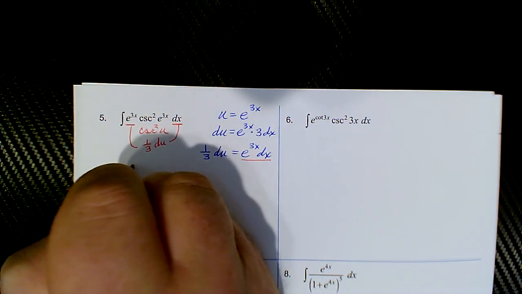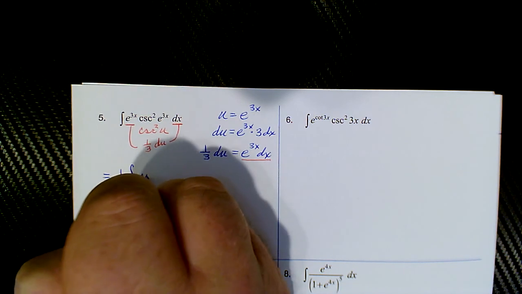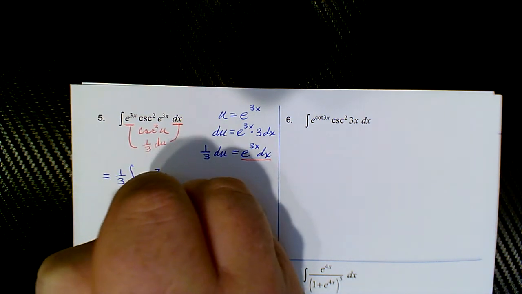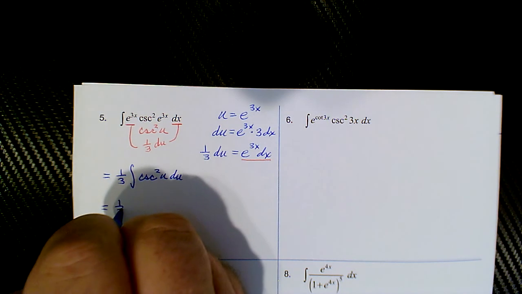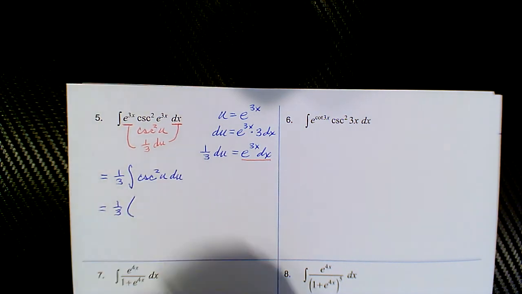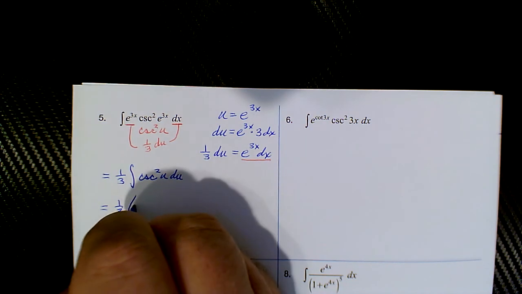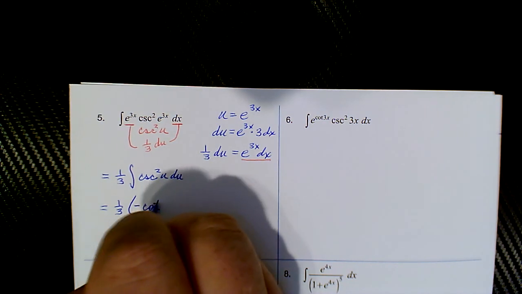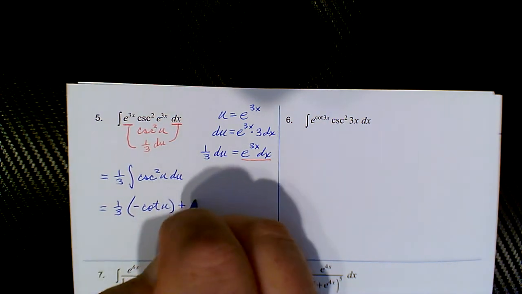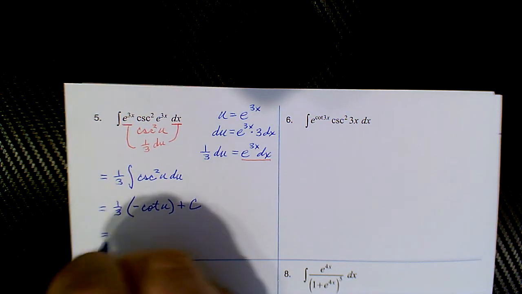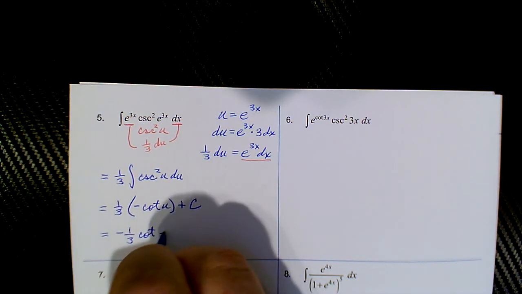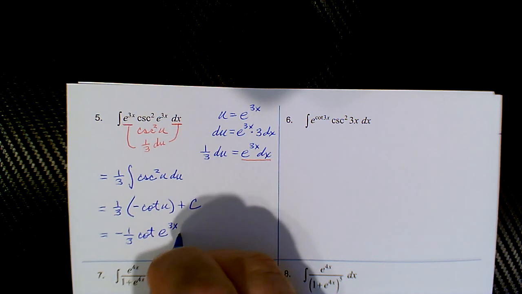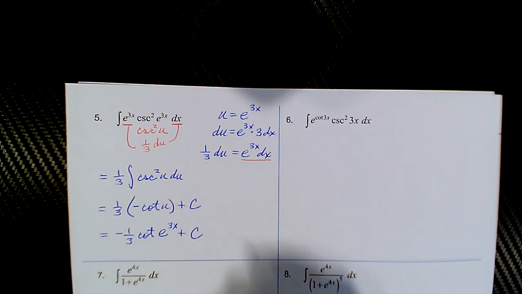So we'll bring out the 1/3, and the basic formula now is the integral of cosecant squared of u with respect to u. And hopefully you've memorized them. Cosecant squared integrates to be minus cotangent of u, get our constant at that point, and then back substitute, so negative 1/3 cotangent of the u, which was e to the 3x, plus our constant.